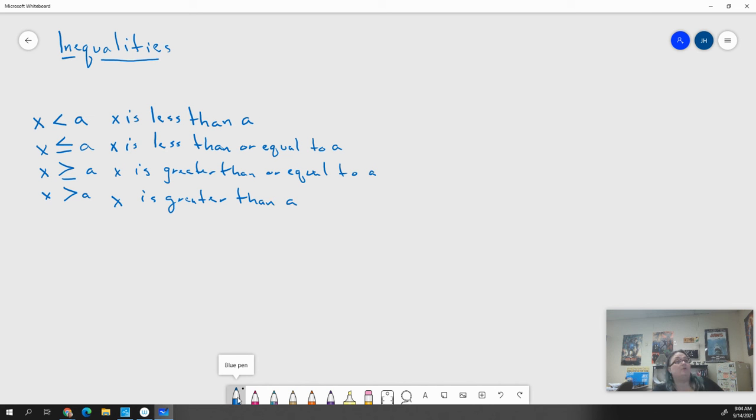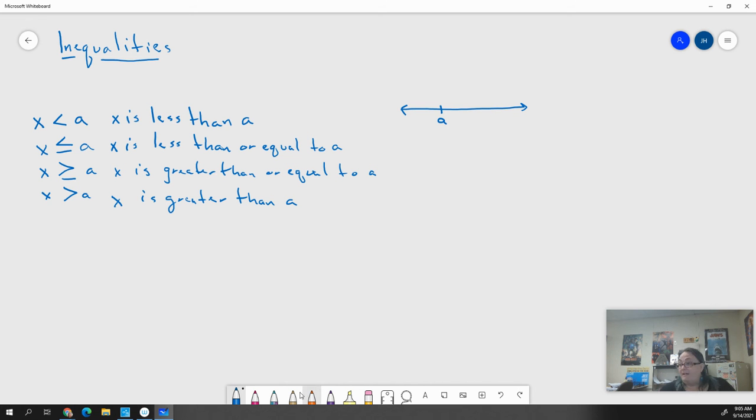Now, I've heard a lot of people say, okay, the arrow goes in the direction of the sign when you're graphing things like this. Don't pay attention to any of that. Know what you're solving for. If you are solving for X, everything that you're graphing is about X. So if I were graphing X is less than A, whatever A is on this number line, I can call this A, right? Doesn't matter what it is, it's some number.